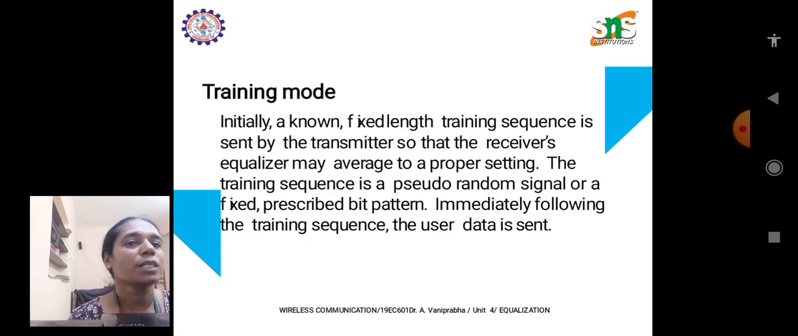Training mode: initially, a known, fixed-length training sequence or data sequence is sent by the transmitter so that the receiver equalizer may converge to a proper setting. The training sequence is a pseudo random signal or a fixed, prescribed bit pattern. Immediately following the training sequence, the actual user data is sent. This is the training mode.